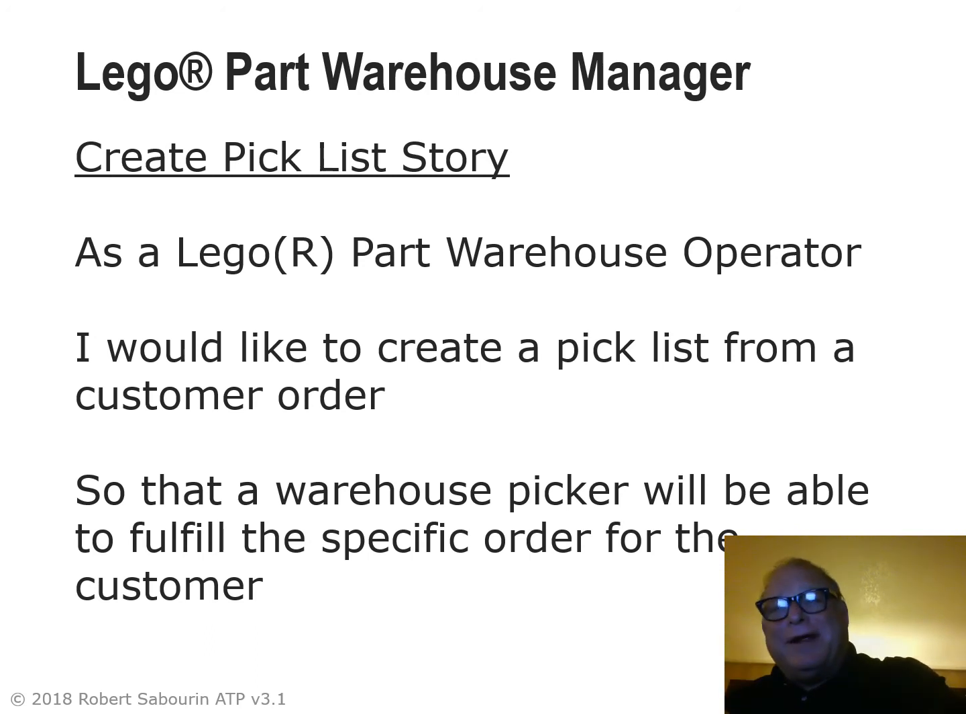Let's pick a story here, from the Lego Parts Warehouse Manager system, to create a pick list. So, as a Lego part warehouse operator, I'd like to create a pick list from a customer order so that a warehouse picker will be able to fulfill the specific order for the customer. So that's a user story in the style of Mike Cohn. Who is the user? What do they want to do and why? The who, what, why triad.